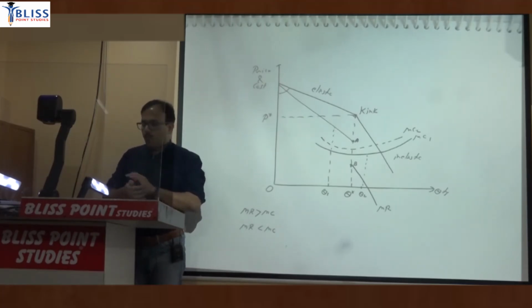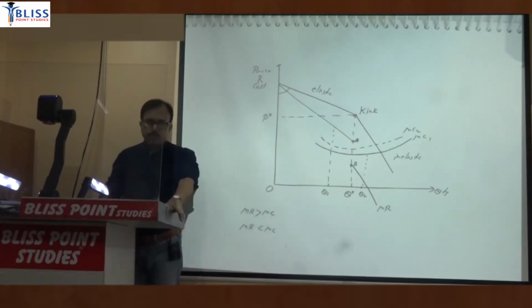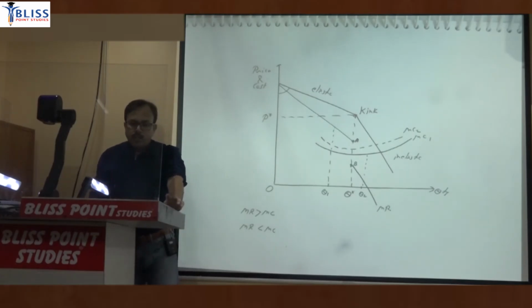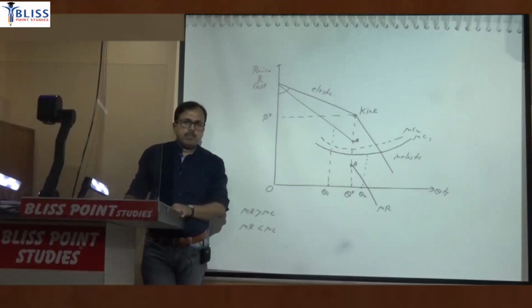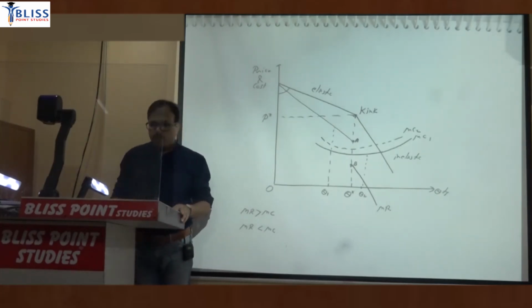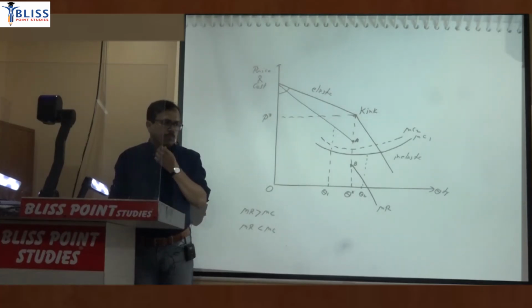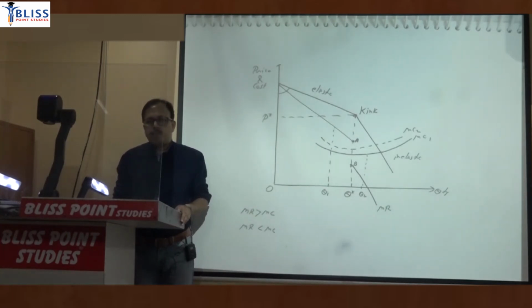Next paragraph. We must note that equilibrium is not necessarily defined by the intersection of MR and MC, but marginalistic principles are behind kink equilibrium.